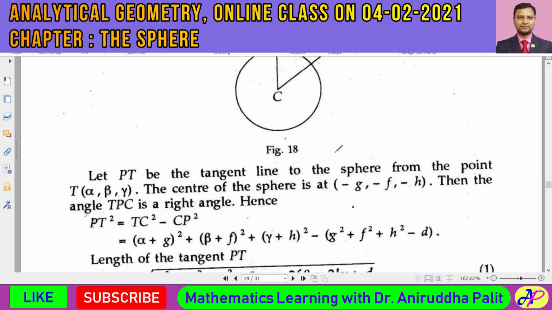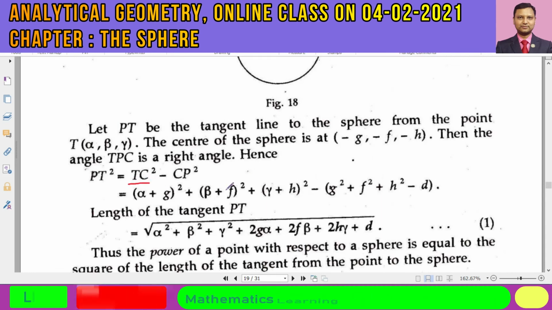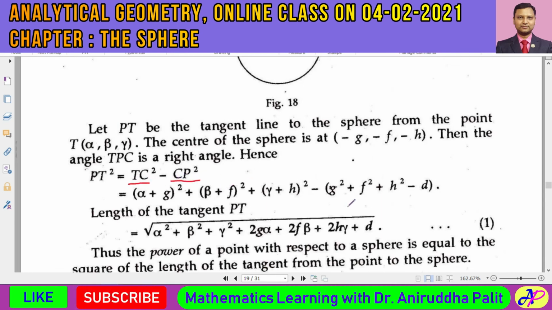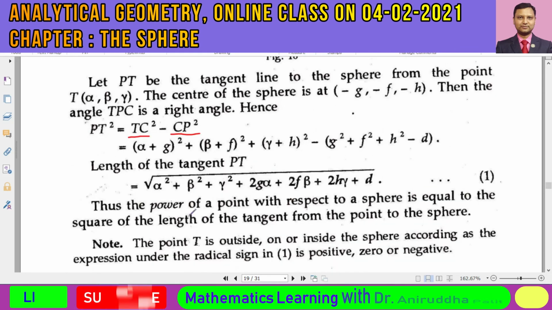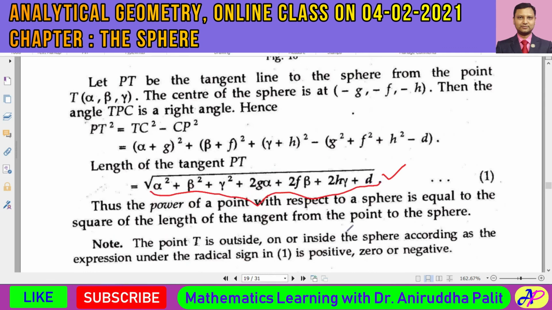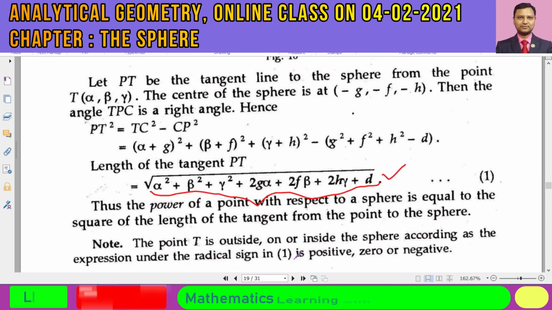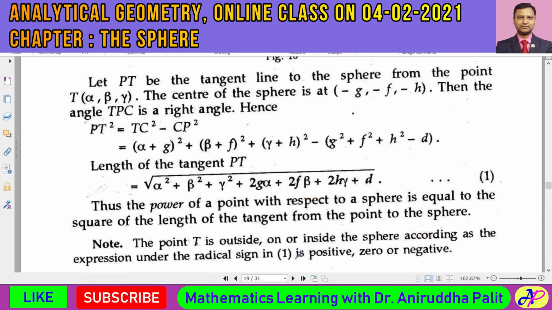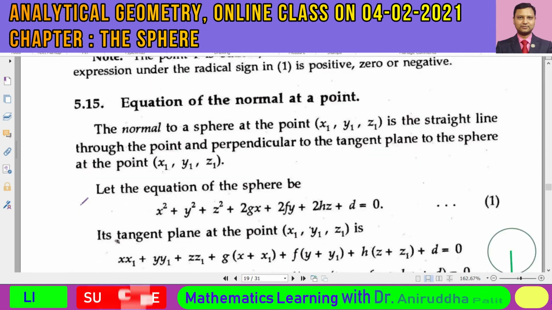Now we can compute the expression of CT square and CP square, and ultimately we will find that this PT would be the square root of this entire expression. That square root is the length of the tangent. And you observe that this length of the tangent is actually the square root of the power of the point T with respect to the sphere. So this is the length of the tangent.